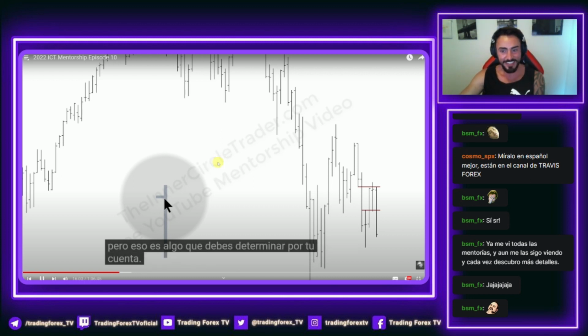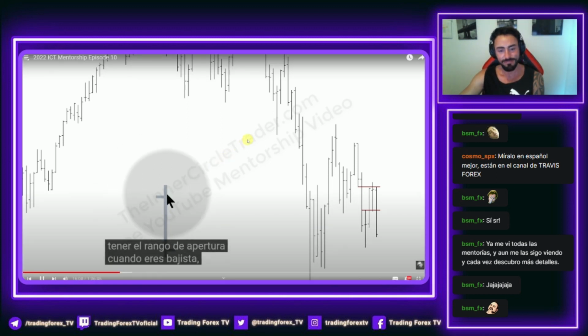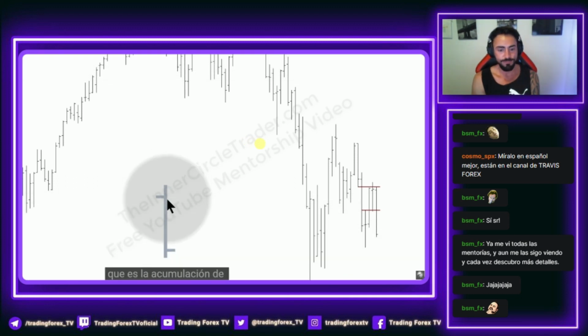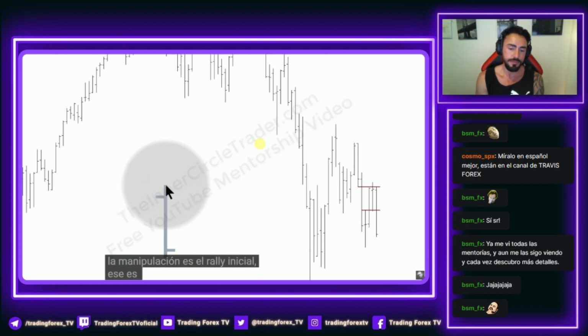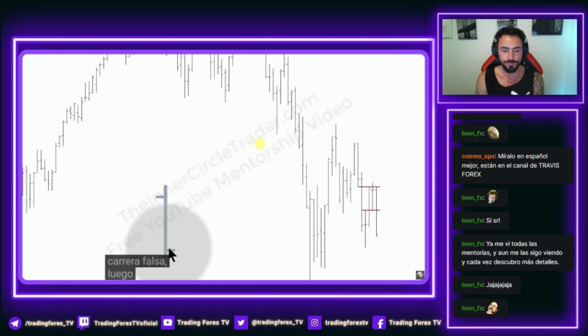Having the opening range. When you're bearish, whatever the high is, from the opening, project that down. Your sell setups are going to form in that. That is accumulation of shorts. The manipulation is the initial rally up. That's the sucker play. That's typically the breakout artist thinking, oh, it's going to go higher. No. It only goes up just to go down. That's a fake run. Then it goes lower, creates the low of the day, and then closes near the low of the day.